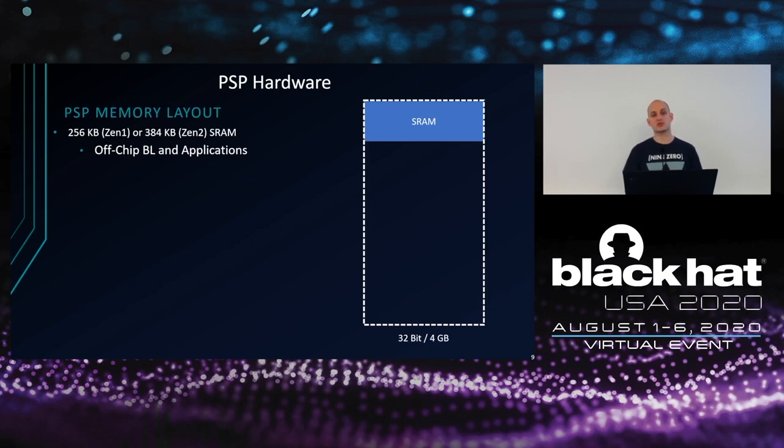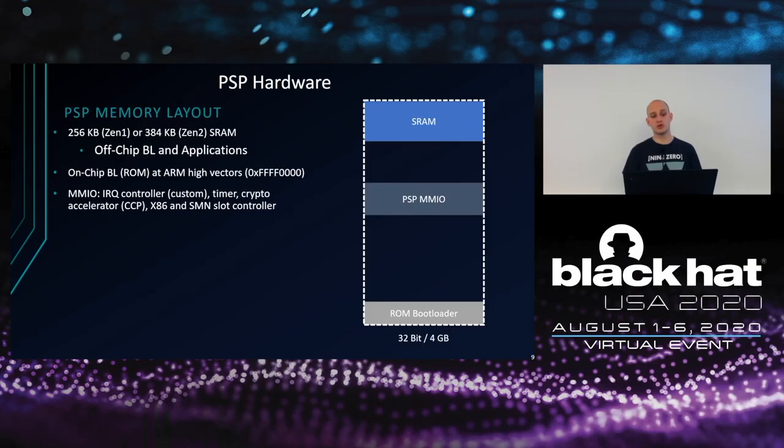And this is the whole memory which is used to store and execute the off-chip bootloader and all its applications. Now, at the ARM High Vectors page, at the end of the address space, we have the ROM bootloader. This is present at a fixed memory location, and this is the start of the boot process. Now, in between, we have a dedicated MMIO region, which contains various devices such as an IRQ controller, a timer, a crypto accelerator, and x86 and SMN slot controllers.